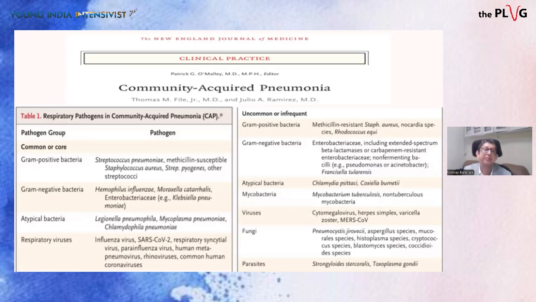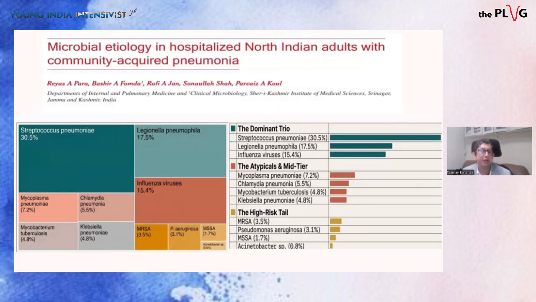90 days. There's a study I found done in North India, which showed almost 30%, or 30.5%, of patients had strep pneumoniae. Legionella was 17.5%, followed by influenza 15.4%. So those are the three most dominant pathogens. Then there is the atypical middle tier, which consists of Mycoplasma, Chlamydia, even tuberculosis, and Klebsiella pneumoniae. And as I said, in high-risk patients with comorbidities and recurrent hospital admissions, it may be MRSA, Pseudomonas, or even Acinetobacter.